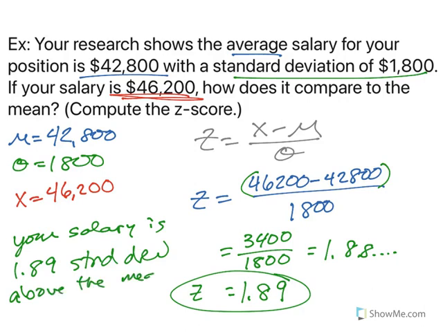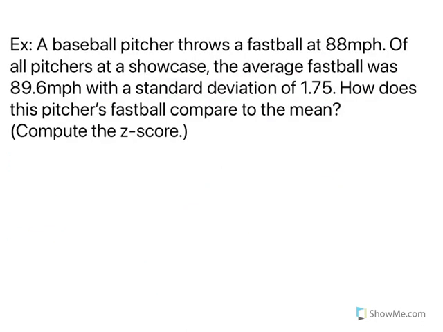That's really good. If you think about it, most data falls within 2 standard deviations of the mean, either above or below. So 1.89 is on the high side, really close to 2, which means you're on the high side of salaries for that position. So that's great.